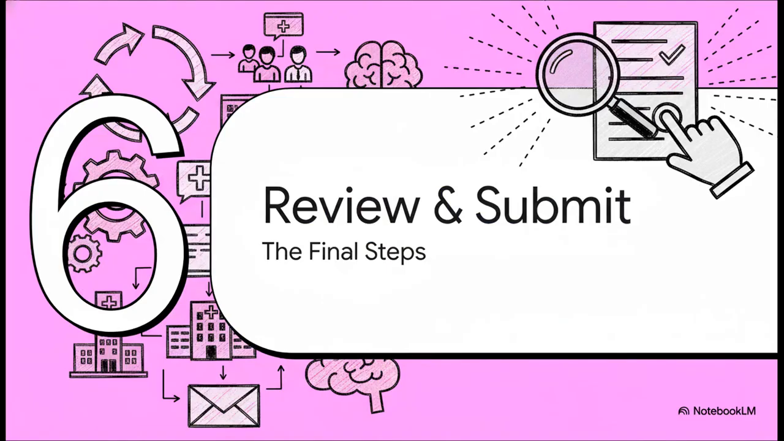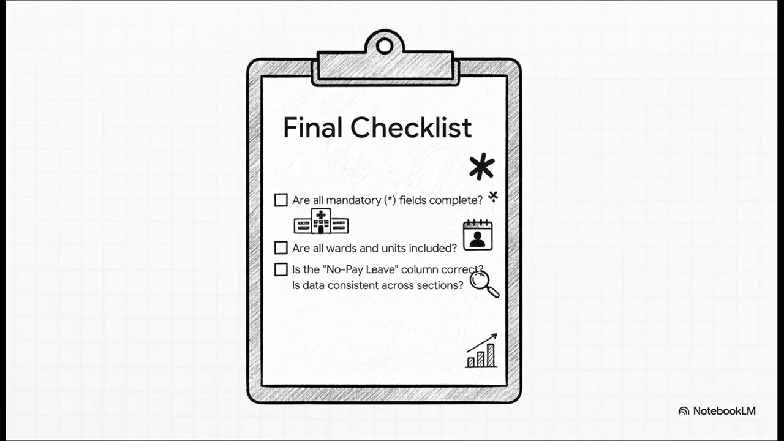Okay, so you've plugged in all your numbers, you've added all your wards, you are on the home stretch. This last part is all about double-checking your work and making sure it gets submitted successfully. Before you click that final button, just take a minute, literally 60 seconds, and run through this quick checklist in your head. Did I fill out all the starred fields? Did I remember to add every single ward? Is that no pay leave column filled out right? Just a quick look over now can save you a whole lot of back and forth later.